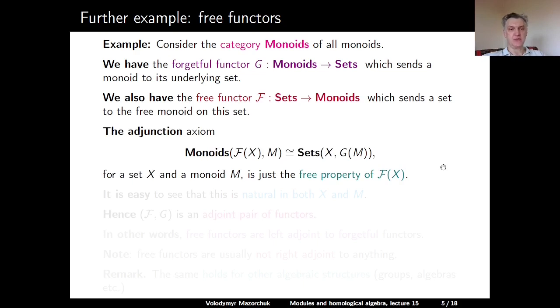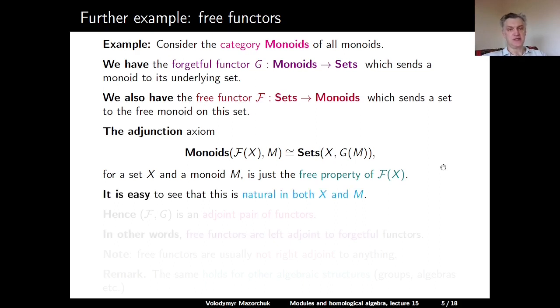The adjunction axiom then asserts that the Hom sets in the category of monoids from the free monoid on X to any monoid M are isomorphic to the set maps from X to the underlying set of M. And this is exactly the universal property of the free monoid F(X). So the adjunction here between the free functor and the forgetful functor is simply equivalent to the universal property of a free monoid on a set.